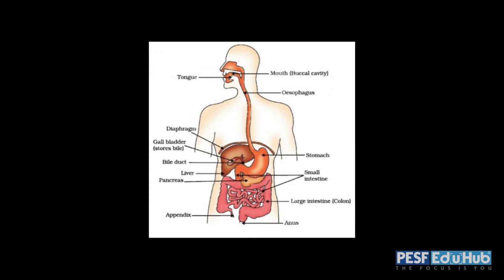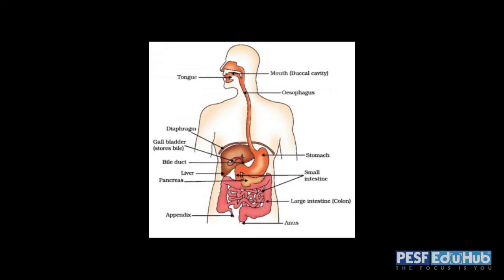The alimentary canal starts from the mouth. The mouth leads to the oral cavity. The oral cavity leads to the pharynx. The pharynx opens into the esophagus. The esophagus opens into the stomach. The stomach leads to the small intestine. The anterior part of the small intestine is called the duodenum. The small intestine opens into the large intestine. The large intestine opens outside through the anus.